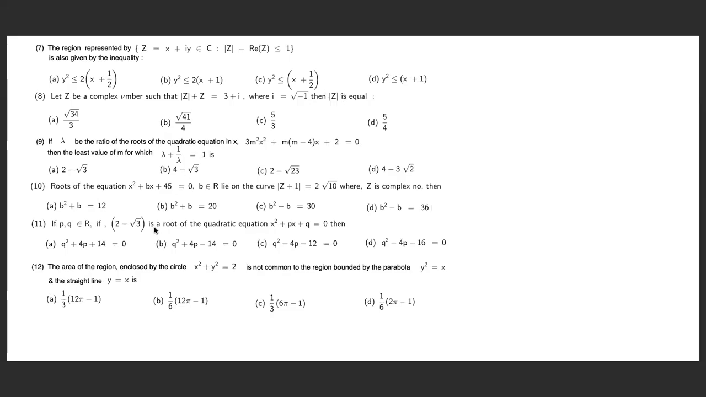Now, let us look at another problem wherein P and Q belong to R. If one root is 2 minus root 3, and it is a root of some quadratic equation, then what would be the best choice? So let us see how we solve this.